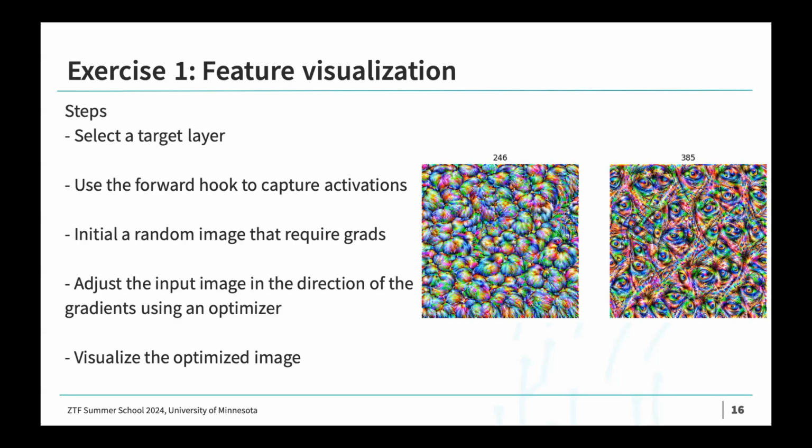The steps are to select the layers and use the PyTorch forward hook function, which can get the output from a specific layer, take gradients of this layer with respect to the input images, and use gradient descent to optimize the input images. After a few steps, we can get the feature maps corresponding to these specific layers.